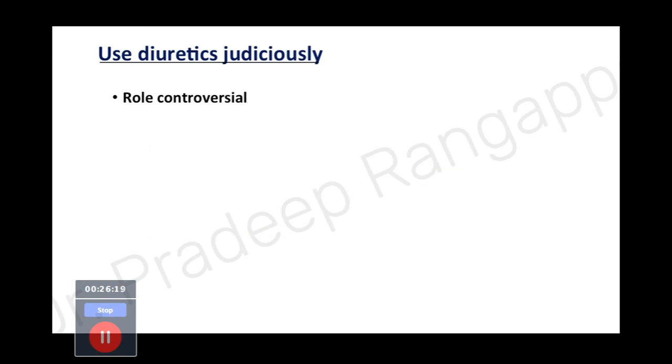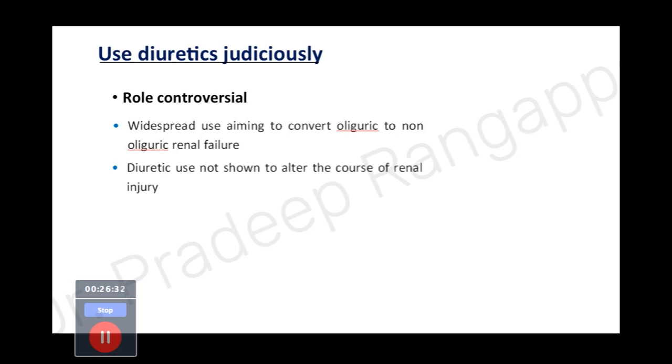So now another controversial area is about the use of diuretics in AKI. So the role is controversial. We do tend to use diuretics to convert from the oliguric phase to the non-oliguric phase by giving a big dose of diuretic. But it has not been shown to alter the course of renal injury if you look at the core evidence. And sometimes diuretics can be used if you have an AKI patient who is developing fluid overload.